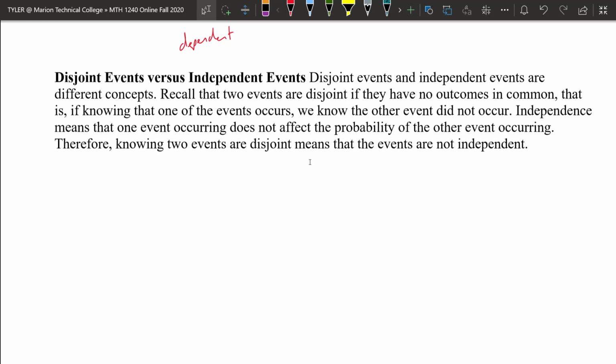So independence means that one event does not affect the probability of the other event occurring, right? So therefore, two events being disjoint means that the events are not independent. In other words, we could say that two disjoint events are dependent.